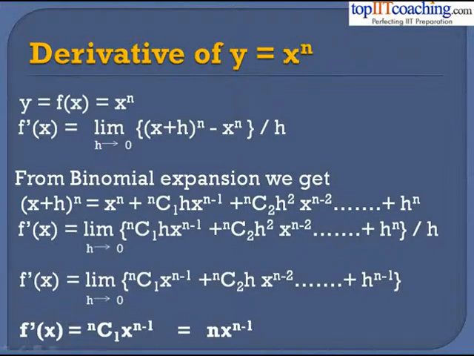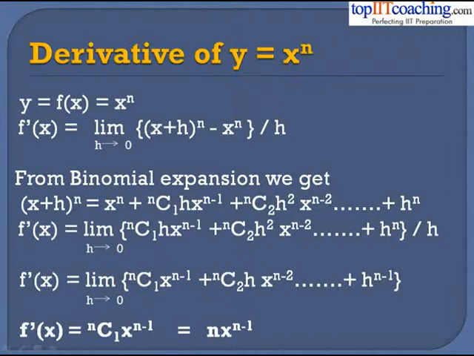Now we take h common from this expression and the h from the numerator and denominator gets cancelled. So what we get is limit of nC1 into x to the power of n minus 1 plus nC2 into h into x to the power of n minus 2 and so on up to h to the power of n minus 1, when h tends to 0. Now in the next step we put the value of h equal to 0 in this expression and except this term all these terms become equal to 0.